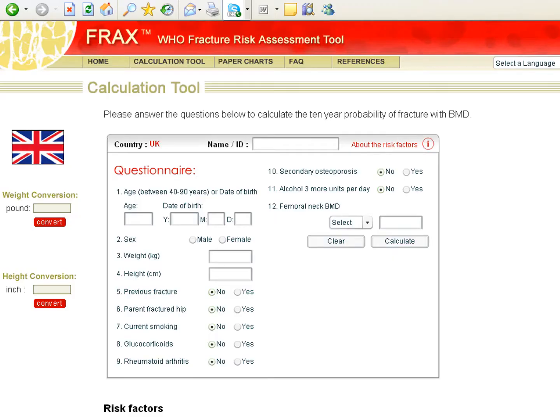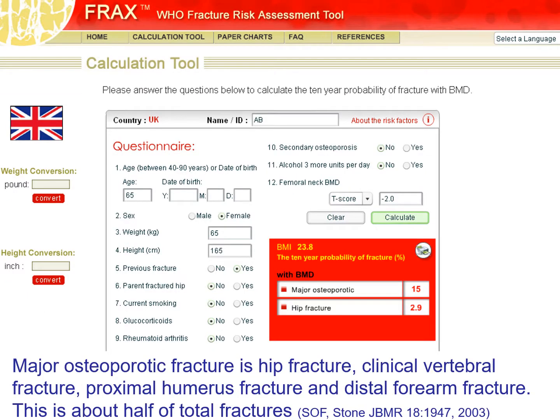And we can now do that online. You can do this yourself using one of the fracture calculator tools, and FRAX is the most common one of these. If you type FRAX into Google, you will be taken to this fracture calculator, and then you can fill in your own clinical criteria, and click on the calculate button, and the program will give you an estimate of your risk of having a major osteoporotic fracture over the next 10 years or of having a hip fracture.